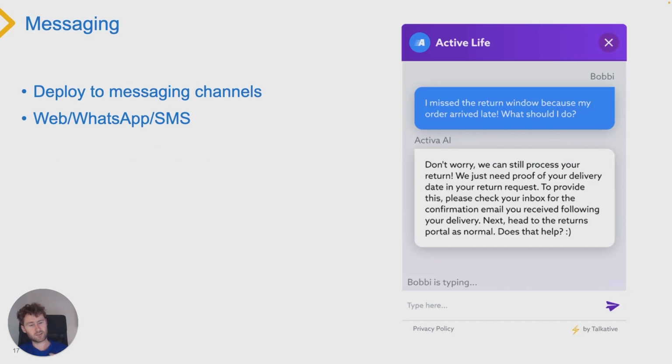Once you've got this in place, you can deploy this to messaging channels. We see web chat as the most common way these tools are being deployed today, but they can equally be deployed to SMS, WhatsApp, Facebook, and so on. And it's all using the same discrete message response paradigm. So once you've got your core knowledge base set up, deploying to all these channels is something that you should consider doing if you're active on those channels.